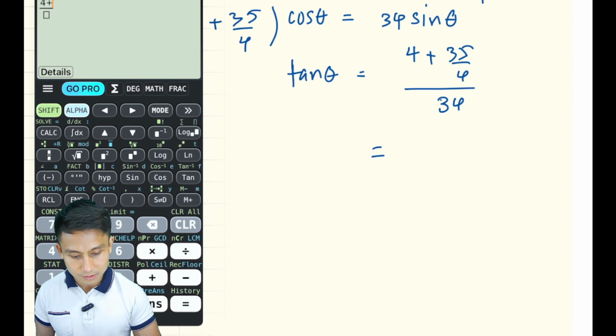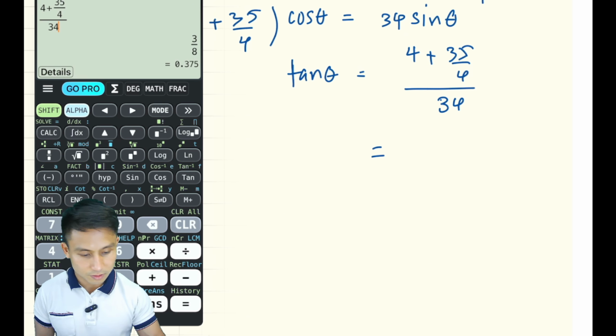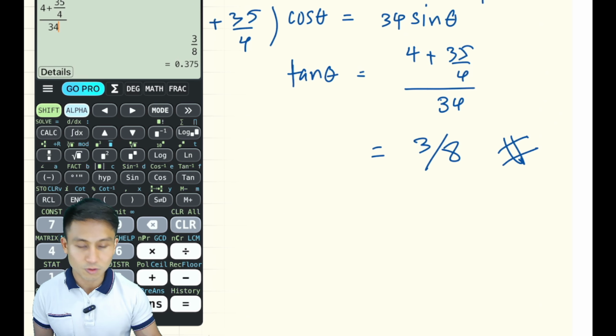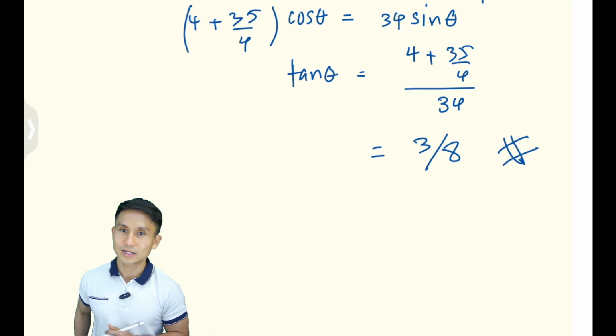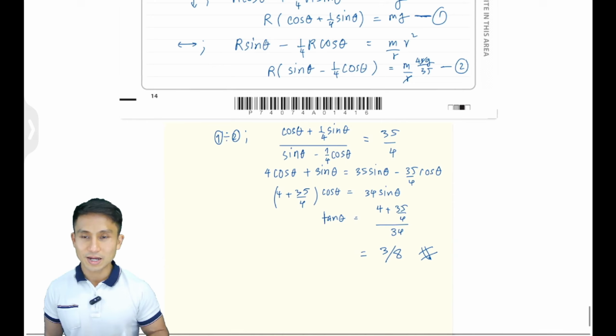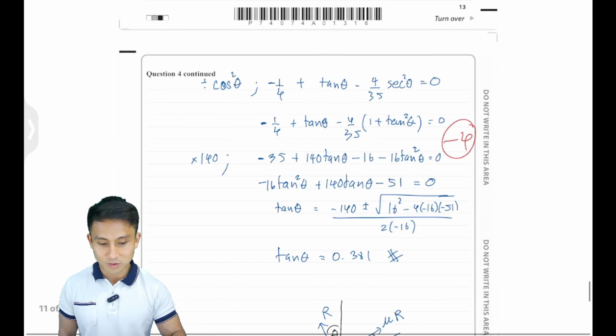So 4 plus 35/4, down here we have 34. So that's just simply 3/8. Should have been that all along. Okay, so that should be the right answer for this last one.